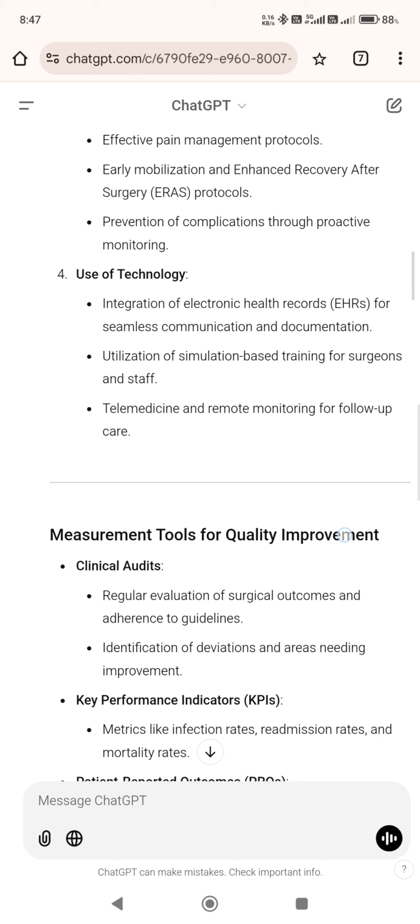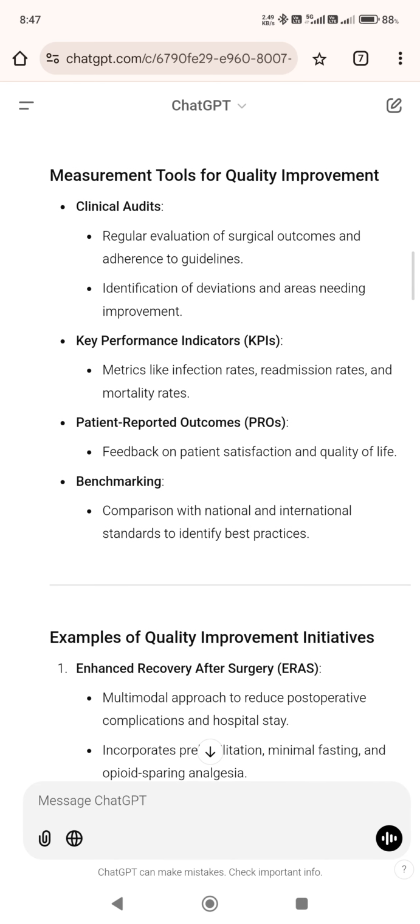Measurement tools for quality improvement. Clinical audits, regular evaluation of surgical outcomes and adherence to guidelines, identification of deviations and areas needing improvement. Key performance indicators, KPIs, metrics like infection rates, readmission rates, and mortality rates. Patient-reported outcomes, feedback on patient satisfaction and quality of life. Benchmarking, comparison with national and international standards to identify best practices.